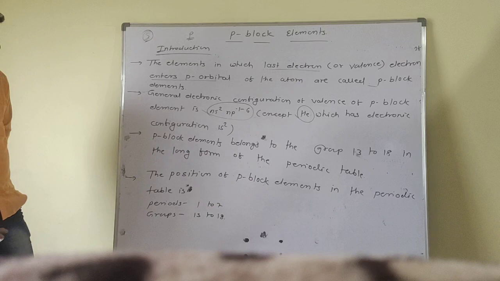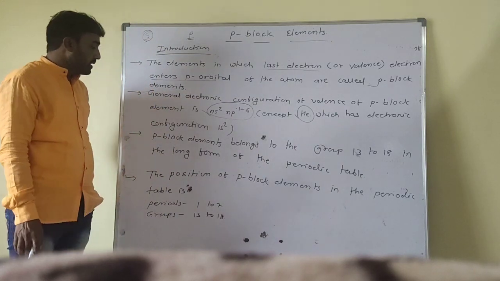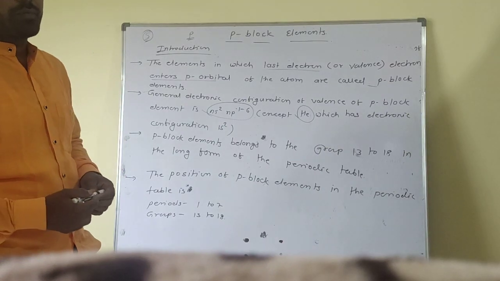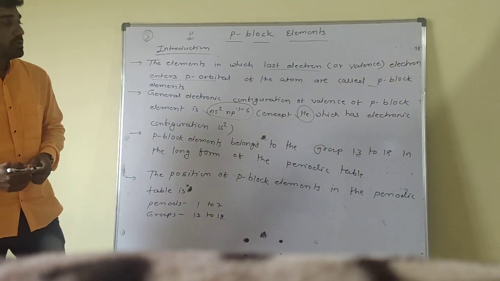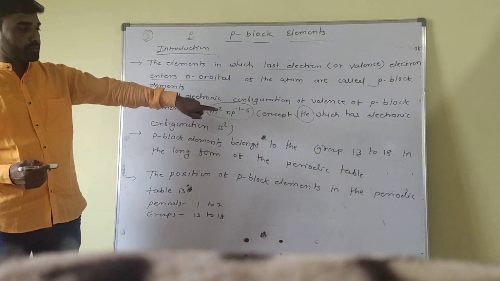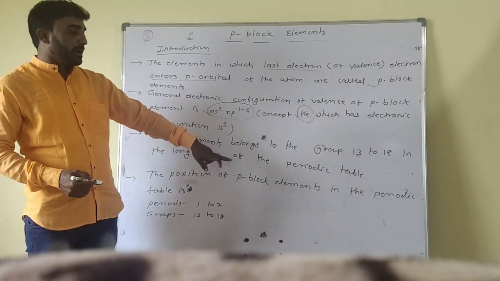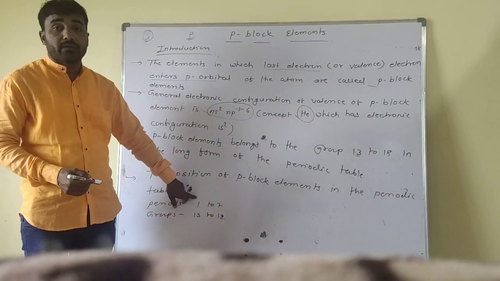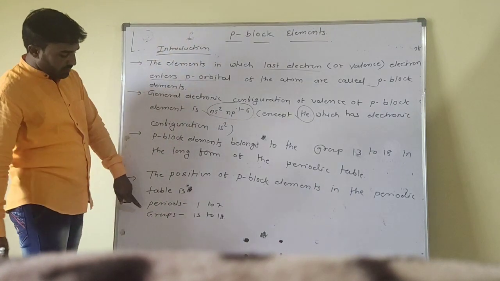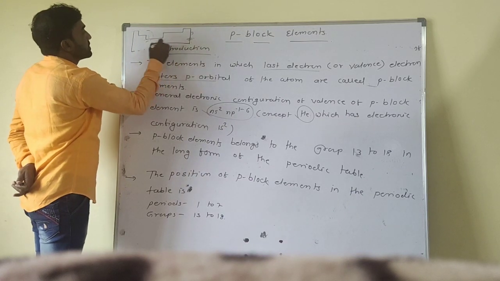Now another point that belongs to the P block. P block elements belong to groups 13 to 18 in the long form of the periodic table. There are 6 groups in the P block, and they are numbered 13 to 18 in the long form of the periodic table. The positions of the P block elements in the periodic table are periods 1 to 7 and groups 13 to 18.